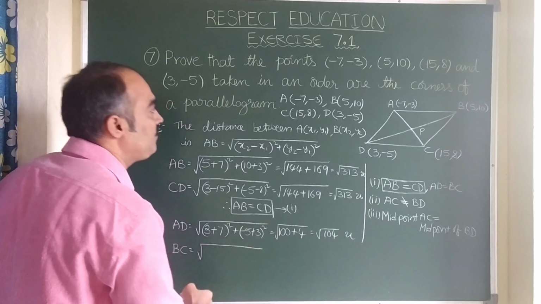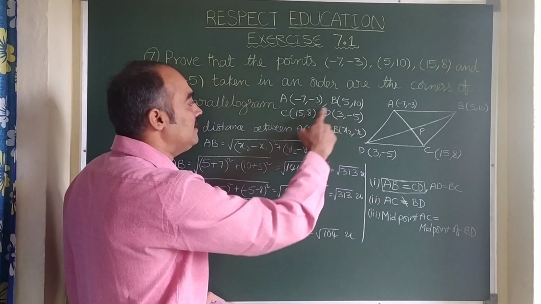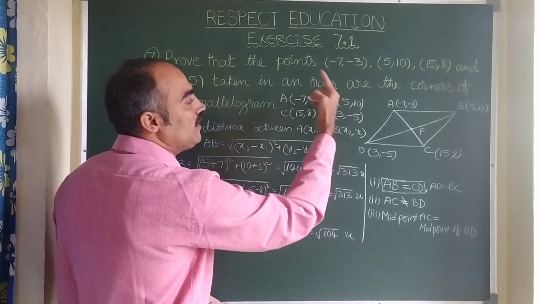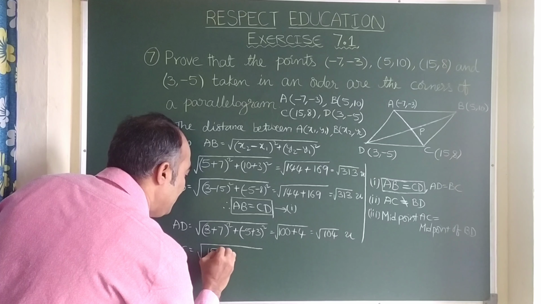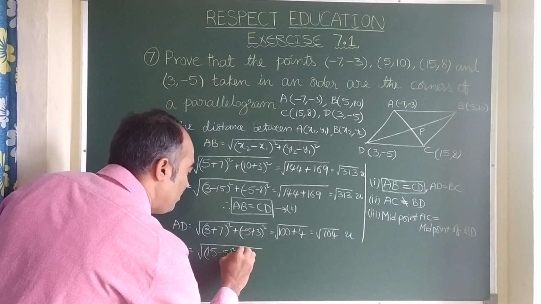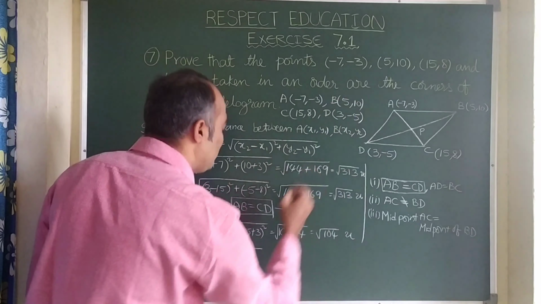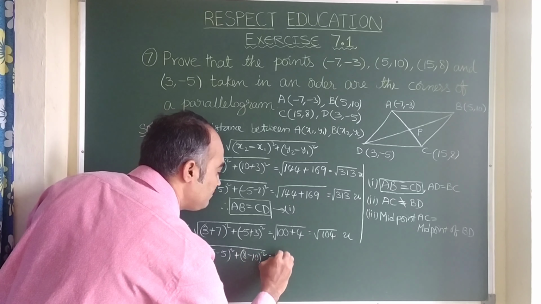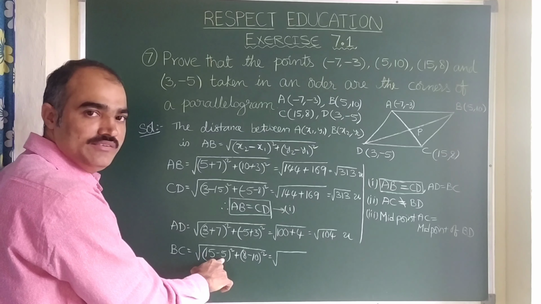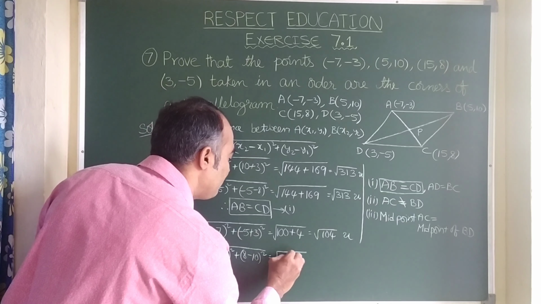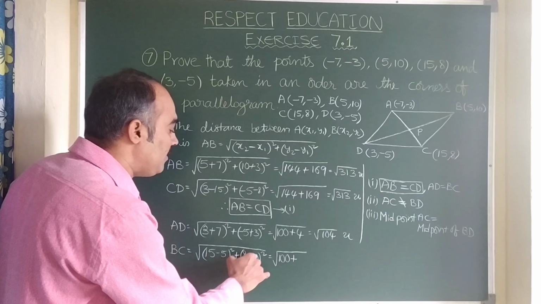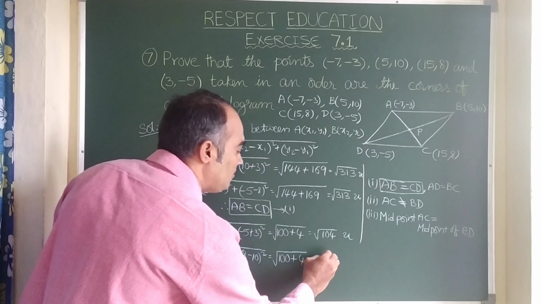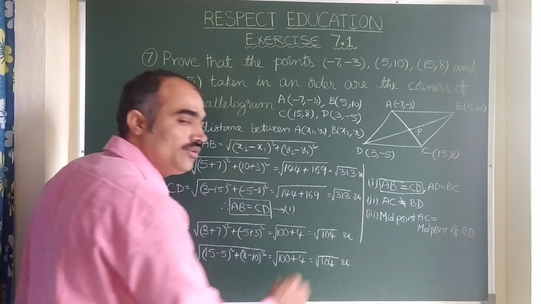Now we find BC, the distance between B and C. This is under root. See, B is 5 comma 10, C is 15 comma 8. So BC is 15 minus 5 whole square plus 8 minus 10 whole square. Let us simplify this. 15 minus 5 is 10. 10 square is 100, plus 8 minus 10 is minus 2. Minus 2 whole square is plus 4. Same again, 100 plus 4 is 104. So this is also 104 units.